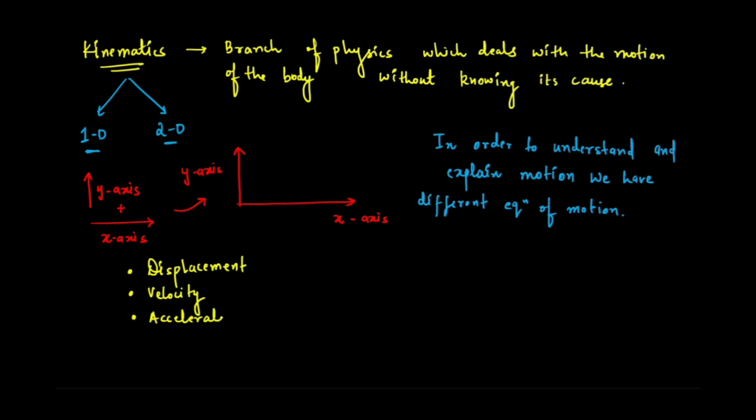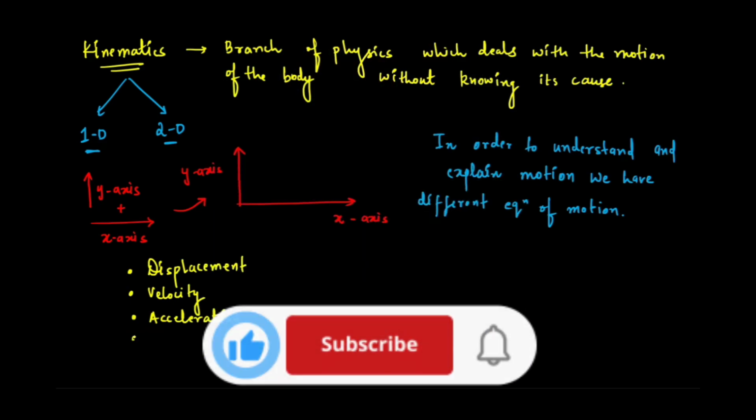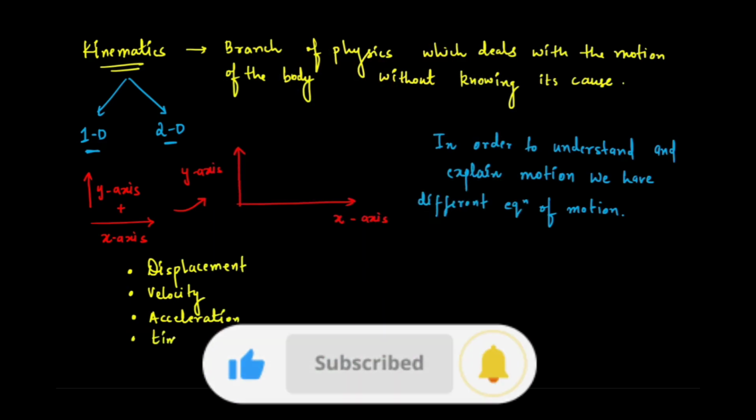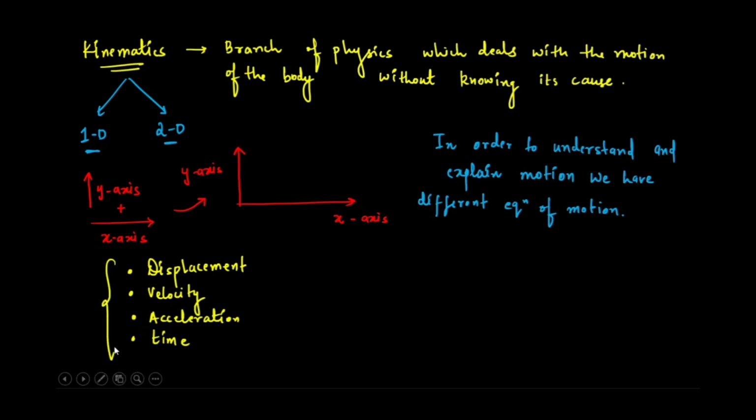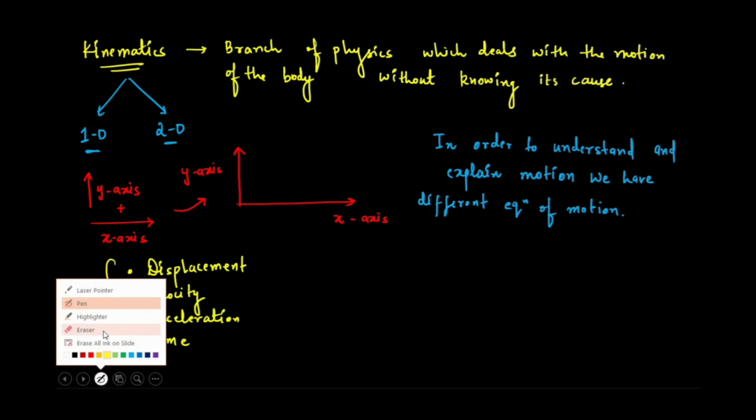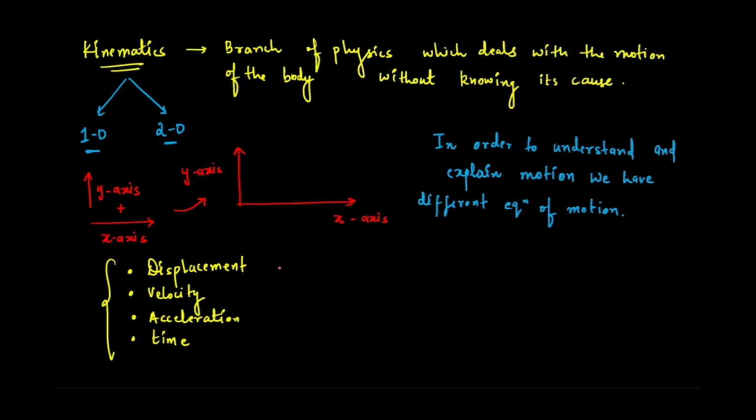Because without time, we cannot relate motion. So time is the most important part. So these four physical quantities, we will somehow relate and try to explain what equations of motion are. Now, how do we represent them? That is again an important aspect.